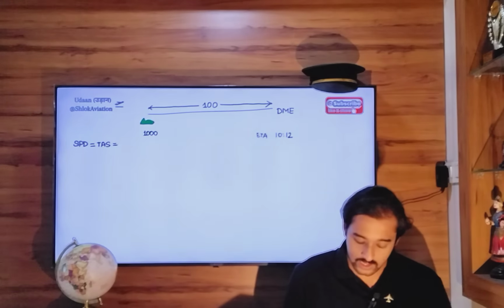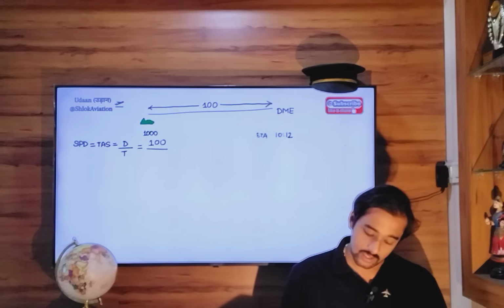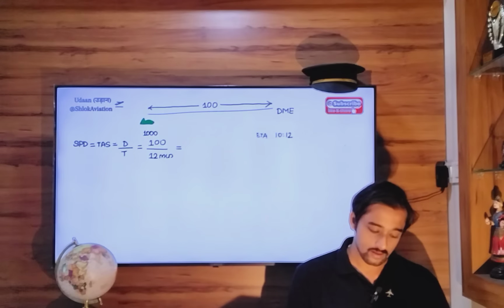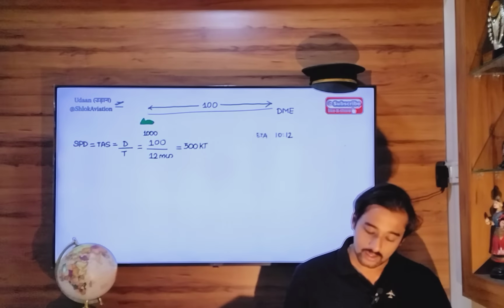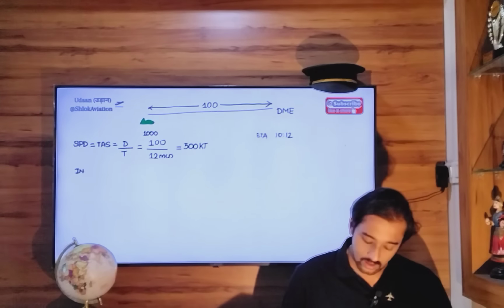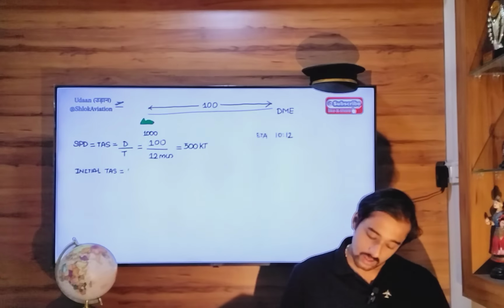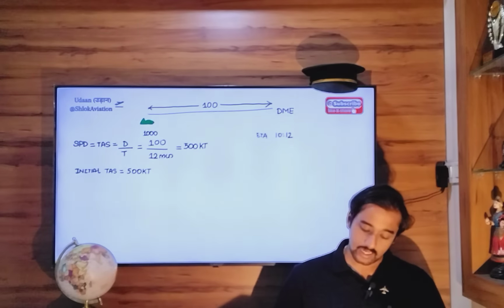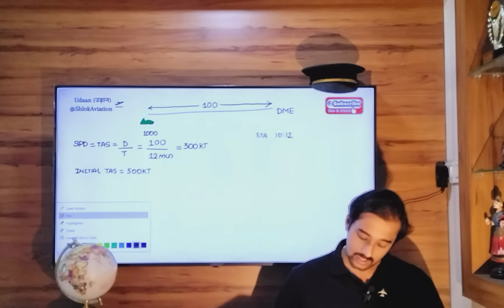So your aircraft is 100 miles away from the DME station and the time is 10 o'clock. Your estimated time of arrival at DME station is 10 o'clock 12 minutes. So that means the speed of this aircraft will be equal to distance divided by time. Distance is 100, time is 12 minutes. So 100 divided by 12 equal to 500 knots. That means the initial true airspeed of your aircraft is 500 knots.